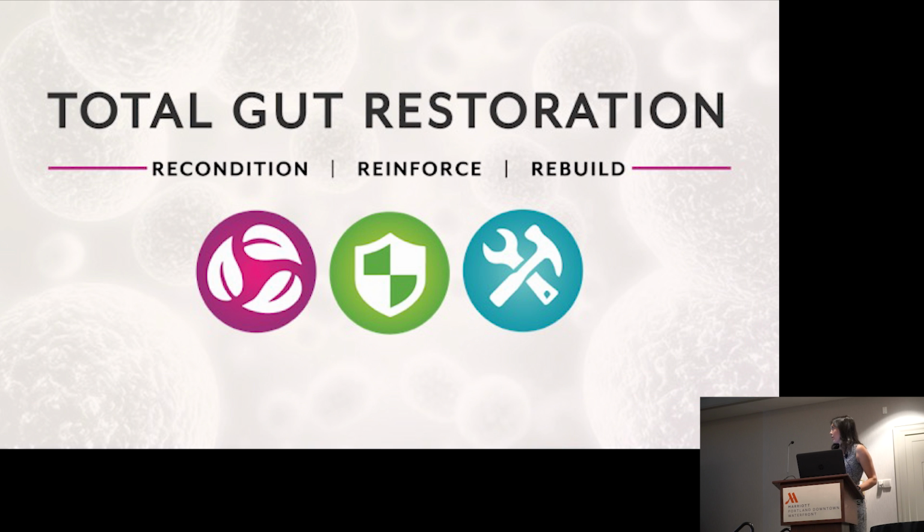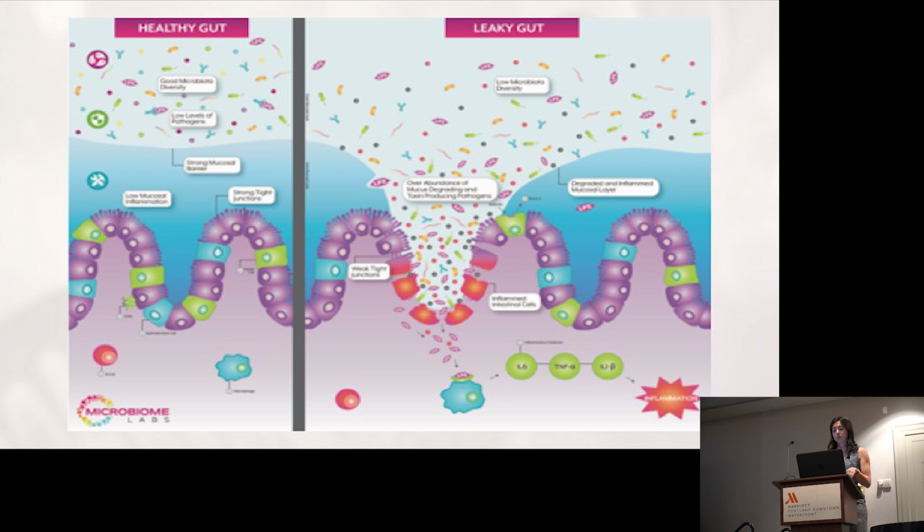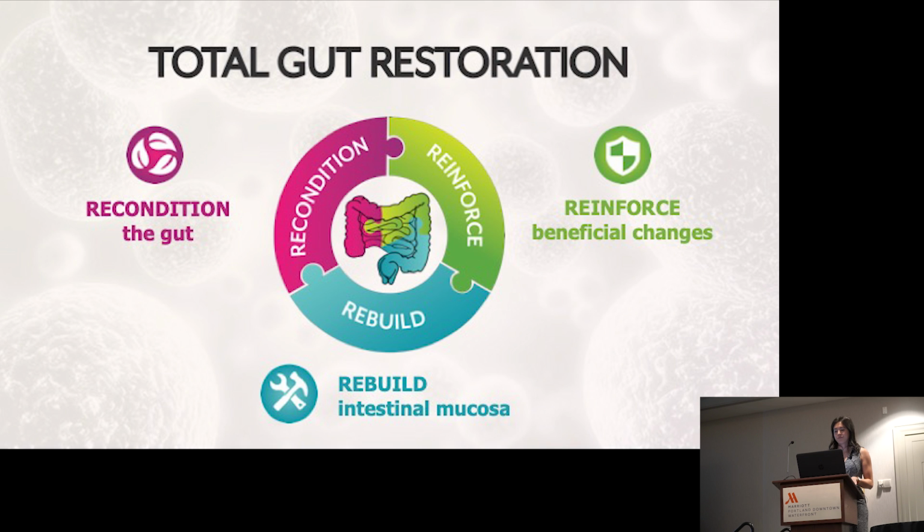Okay, so now we have the total gut restoration system that I mentioned before. The 3 steps, you can remember it pretty easily with 3 R's: recondition. So you're going to recondition the gut bacteria. Reinforce, so you'll want to reinforce those changes that are made, and then rebuild. And there you're going to want to rebuild the mucosal layer. So again, here's that little picture we talked about. Those are going to be the steps on the left, 1, 2, 3. This beautiful depiction.